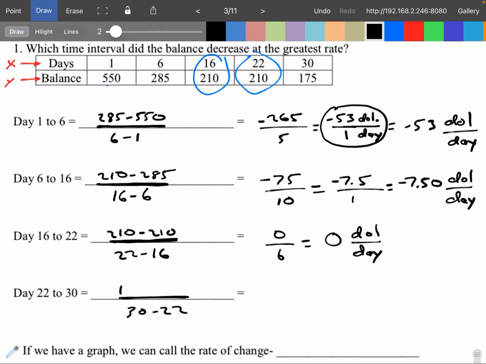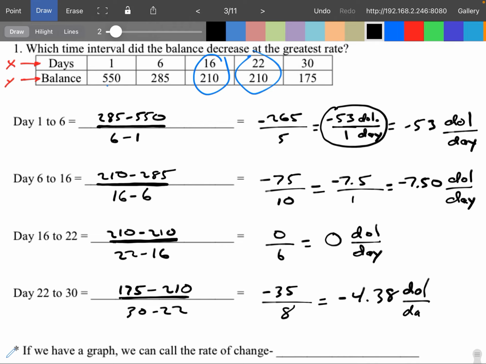All right, so then let's do the last one. This is the longest part of this whole lesson. On the last one, we're going from day 22 to day 30. So we're going to do day 30 minus day 22. And in the numerator, we're going to do the balance at day 30, which is 175, minus the balance at day 22, which was 210. And that should give us negative 35. So we get negative 35 over 8.